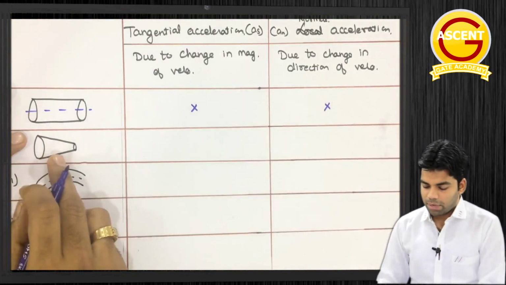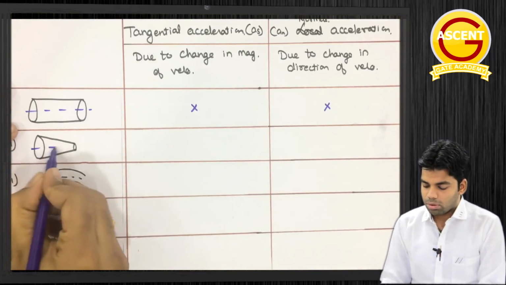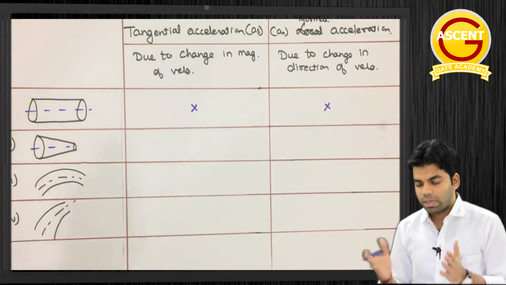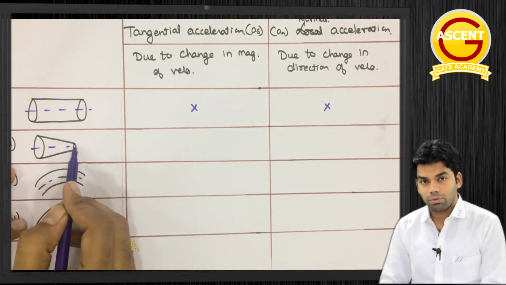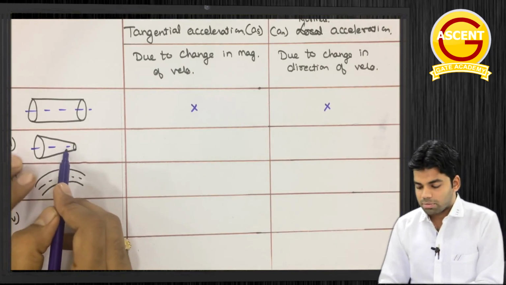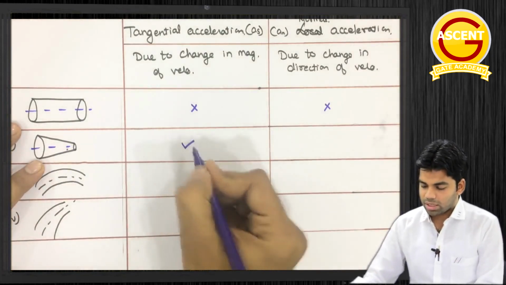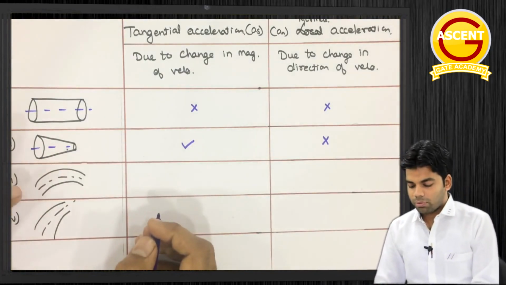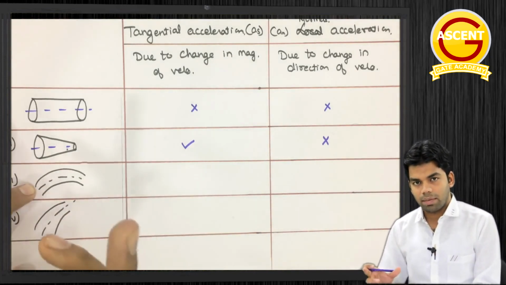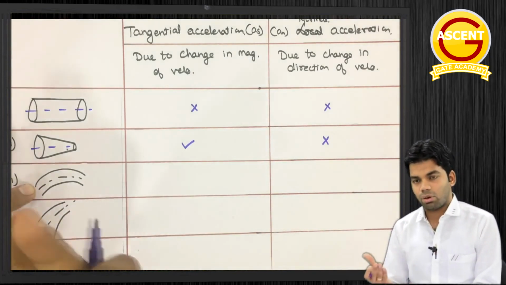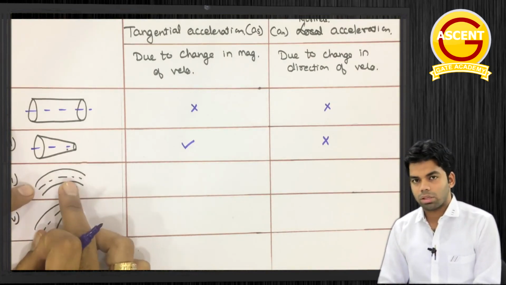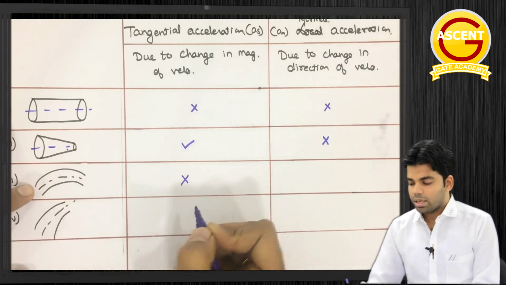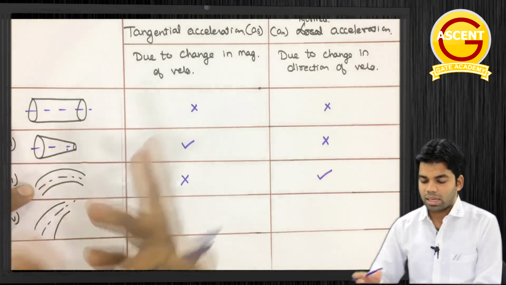Getting this? Now in such a pipe, the magnitude of the velocity is changing because the pipe is converging. This is a tapered pipe, that means velocity will increase in this pipe, the magnitude of velocity is changing, but the direction is not changing. So since velocity magnitude is changing, tangential acceleration will act and not the normal acceleration because the direction is not changing. Now the third type of pipe is this pipe. Here the diameter is the same, but this is a curved pipe, that means the direction of velocity will change and not the magnitude. So this will not have any tangential component. This will have only normal acceleration component because the direction is changing.